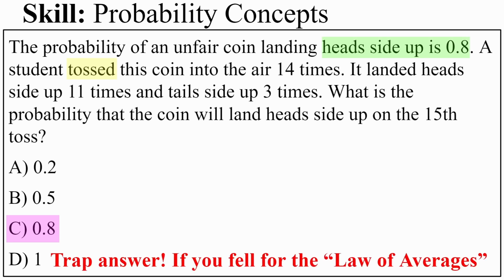Lots of people would maybe put D if they fell for it. It's like a trap answer, if they fell for the law of averages. You might think, wait a minute, 0.8 times 15 is 12, and I got 11 heads, so I'm due for a 12th heads. But that's thinking like the gambler. That's not really how it works. The coin is not omnipotent, it's not going to remember that there were 11 coin flips.